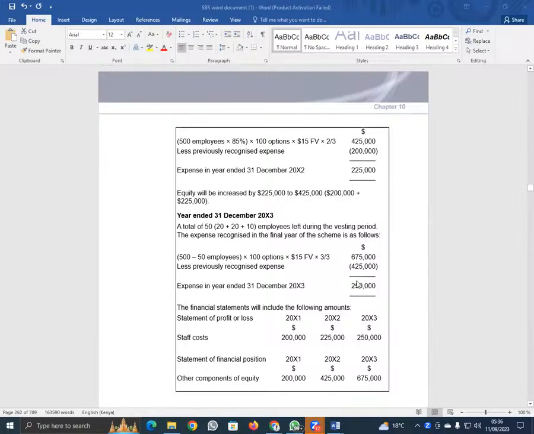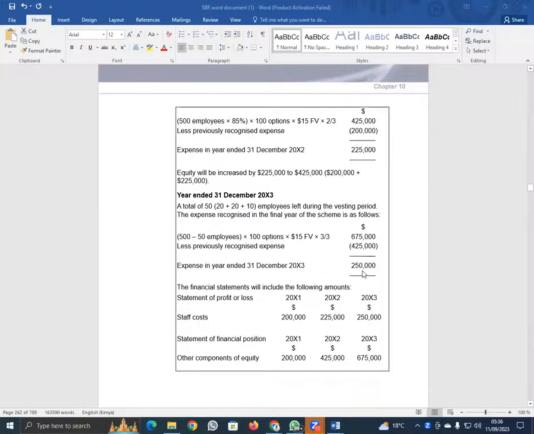And then end of year three, you can see they have 250,000 as the expense. And then, of course, the extract, which you examiners are crazy about. We always ask you about the extract in the income statement. In the statement of profit or loss, you can see the staff cost for 2021 is 200,000, 225,000, 250,000.